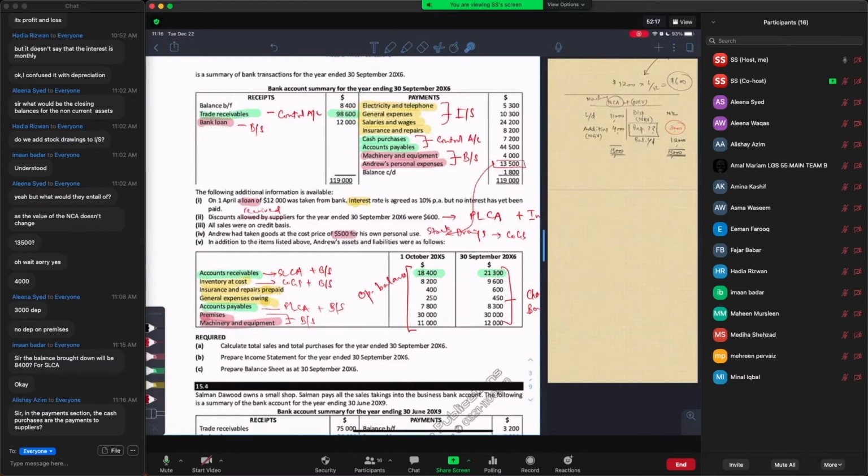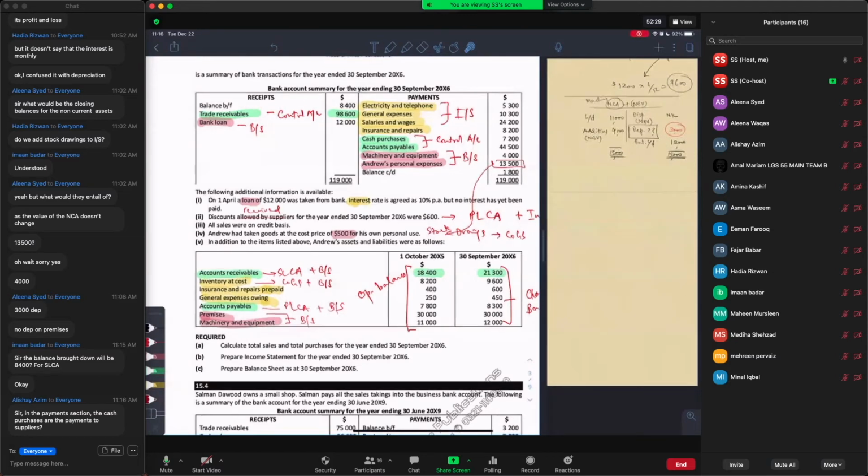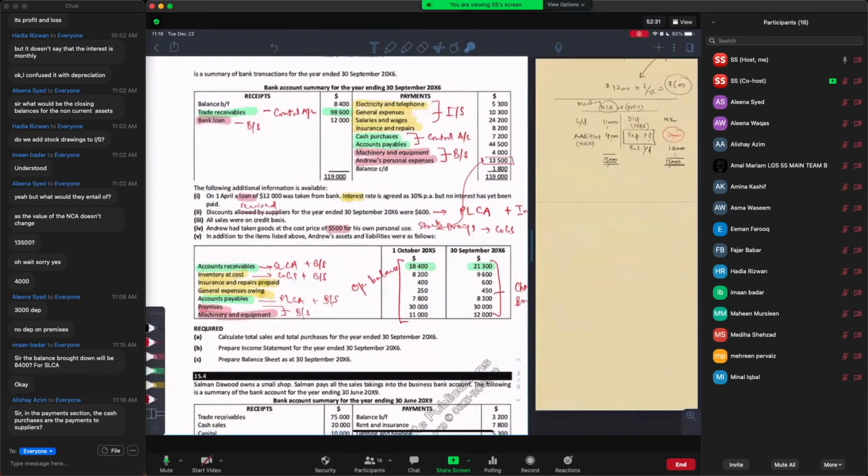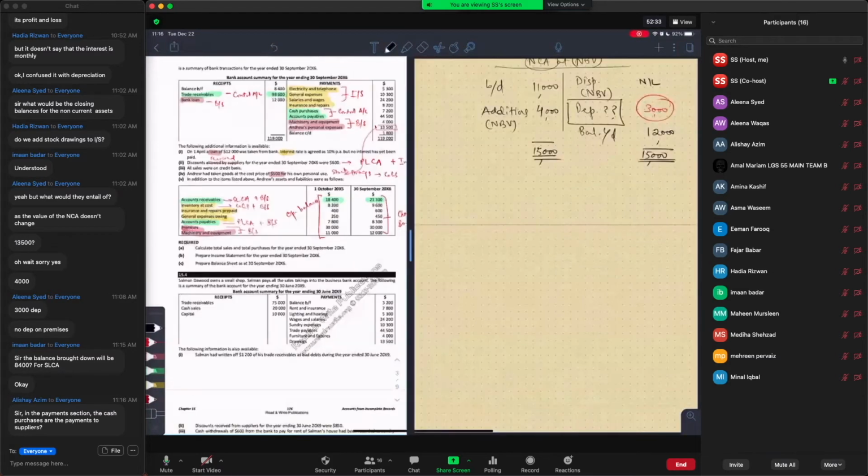Alicia, the payment section, the cash purchases here are the cash purchases as it says, right? Okay, let me do it, because we are running out of time, it's 11:15. So let me make this, okay? If you disagree, then you can leave your query in the chat box.